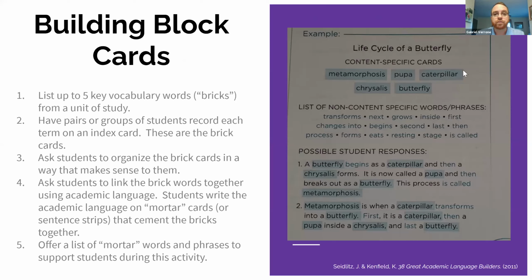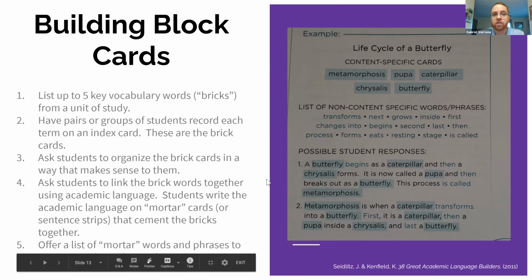Now, I don't have a lot of time to talk about this whole thing, but if you've been with me, I love this activity. This activity is incredibly powerful. After you have done a lesson or a unit and you have a bunch of Frayer models, because basically those are your critical vocabulary, this activity of building block cards allows students to review and to summarize their learning.